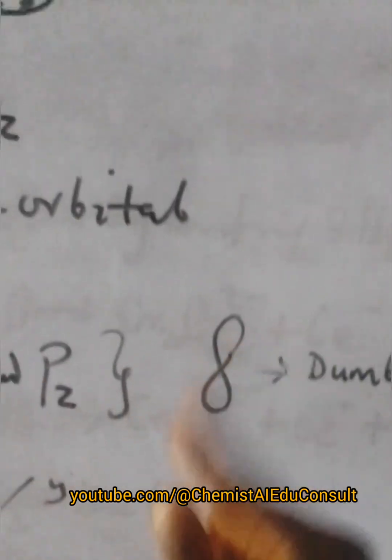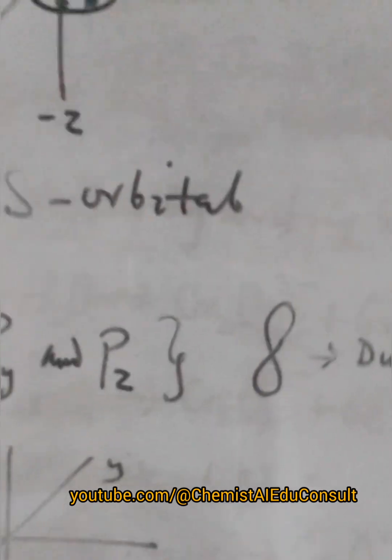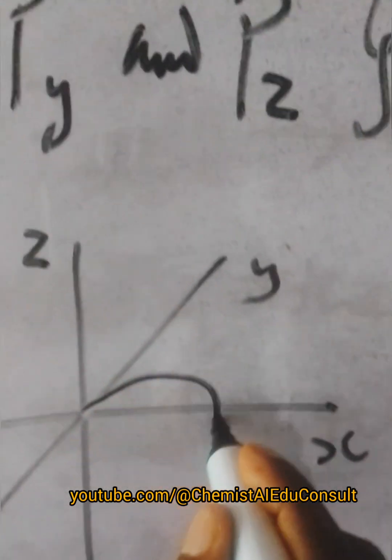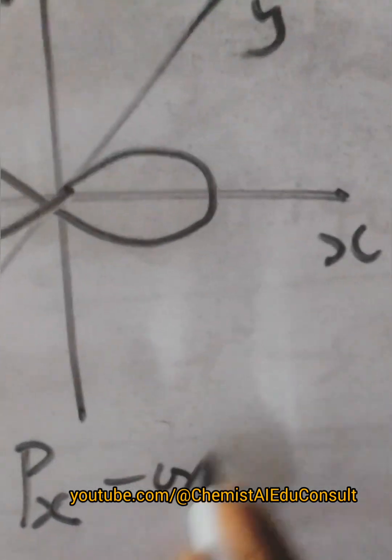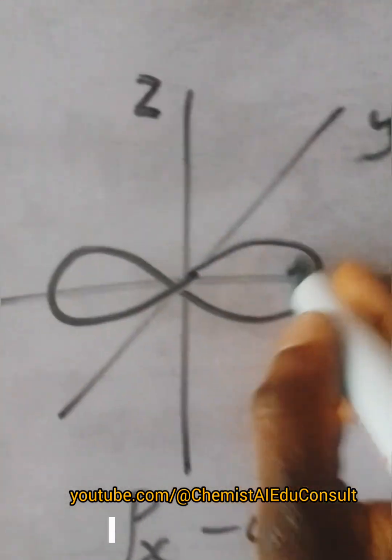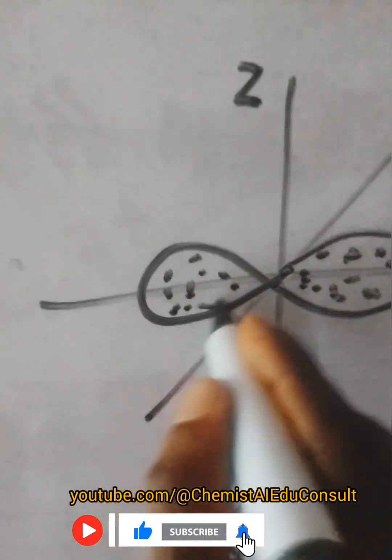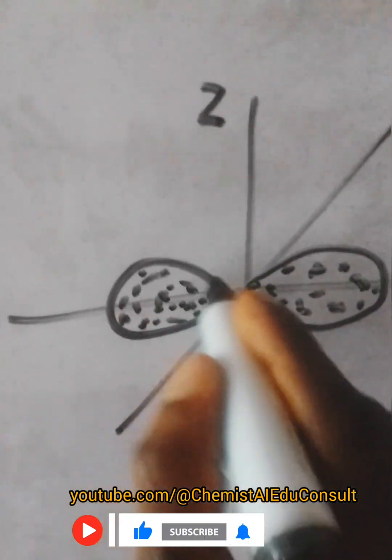Now, the orientation of the dumbbell shape determines the kind of p orbital. If the dumbbell shape lies along the x-axis, it means that this is px orbital, because the electrons vibrate, producing a dumbbell shape that lies along the x-axis of the space.